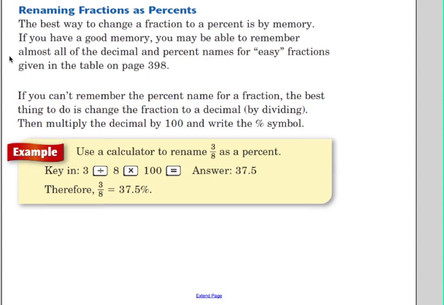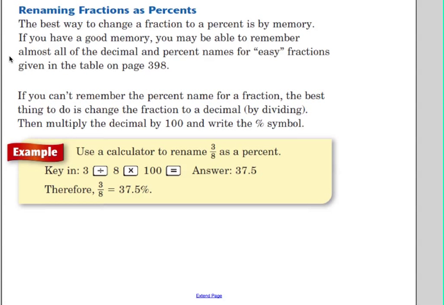If you can't remember the percent name for a fraction, the best thing to do is change the fraction to a decimal by dividing, then multiply the decimal by 100 and write the percent symbol. For example, you can use a calculator to rename 3/8 as a percent. In your calculator, punch in 3 divided by 8 times 100, and your answer will be 37.5.